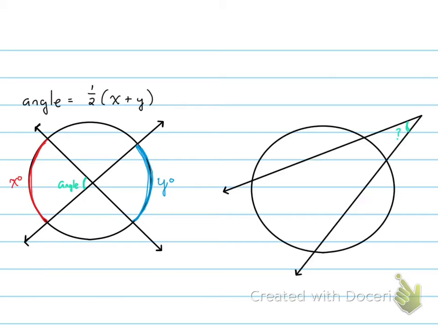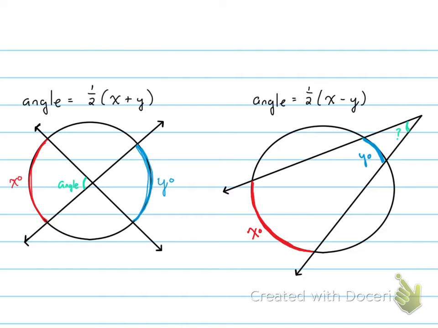Here's a different kind of situation. So let's say I have, again, two lines drawn through a circle, but now that angle's on the outside of it, and I want to find that angle. If I look at the bigger arc there, which I'm going to call arc X, and the smaller arc closer to the angle, which I'll call arc Y, the relationship here is that the angle is half of the bigger arc minus the smaller arc.